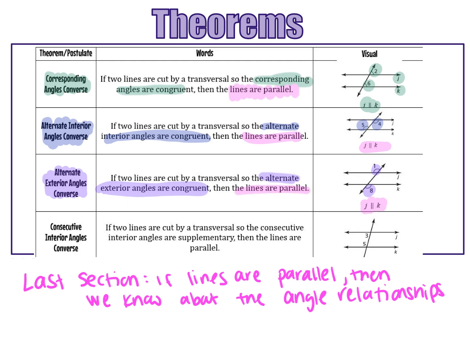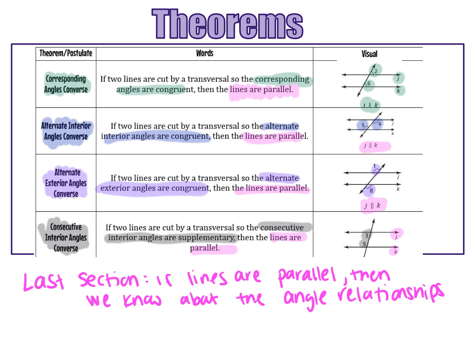And lastly, if consecutive interior angles are cut by a transversal in such a way that they are supplementary, so the measure of angle 3 and the measure of angle 5 is 180, then the lines are parallel. So again, we're really just saying if these angle relationships exist in the way that we want them to, then we know that the original lines are parallel.